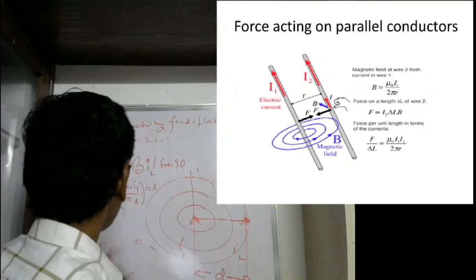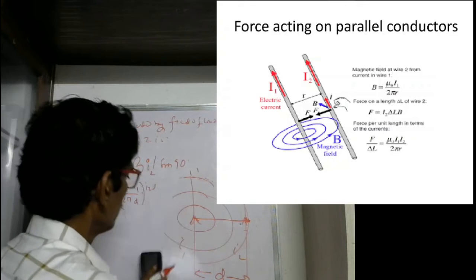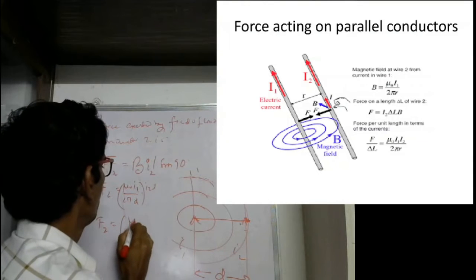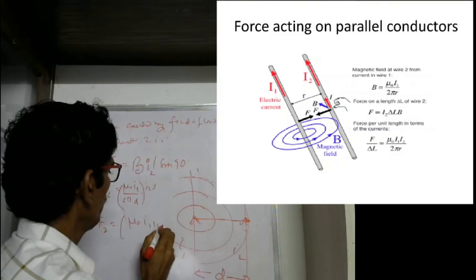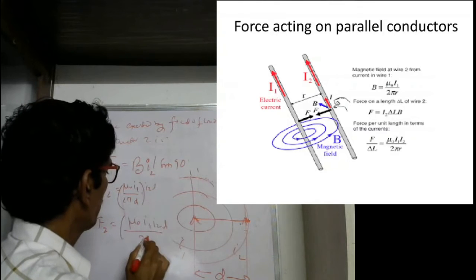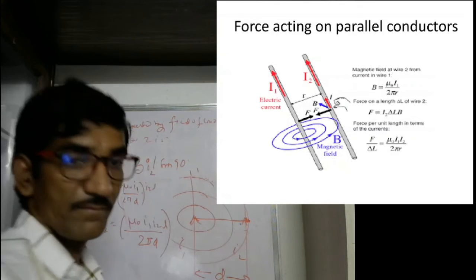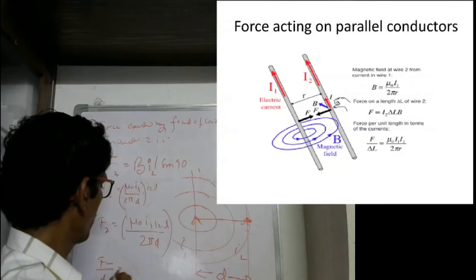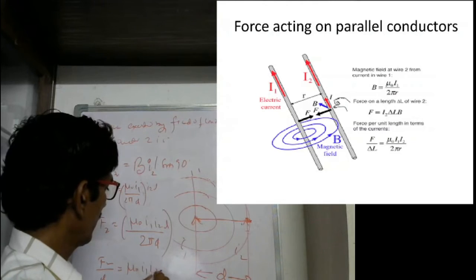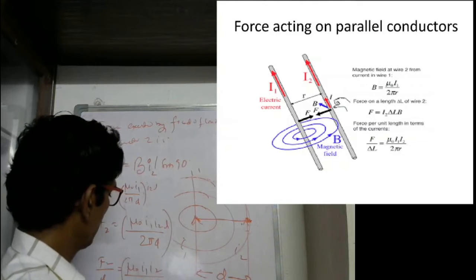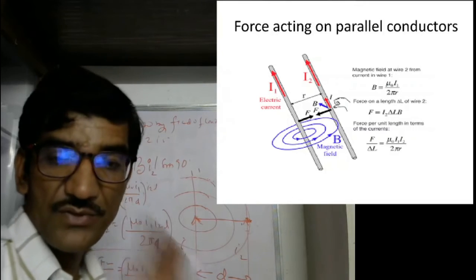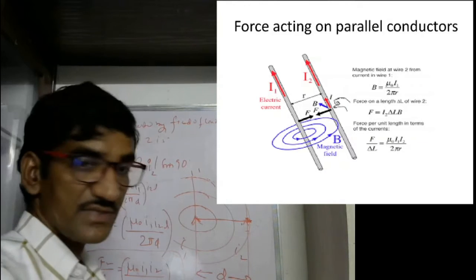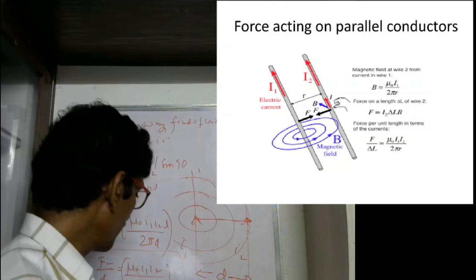Now, you see here how much you are getting. F2 is equal to mu naught I1 I2 L by 2 pi D. If you write L on this side, F2 by L is equal to mu naught I1 I2 by 2 pi D. This is the force acting on the unit length of the second conductor, that is mu naught I1 I2 by 2 pi D.